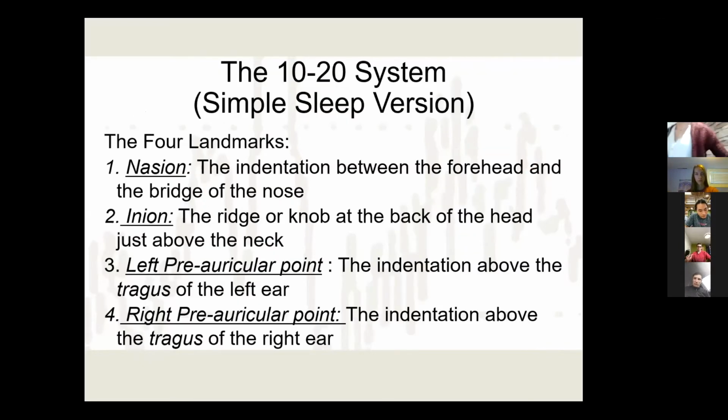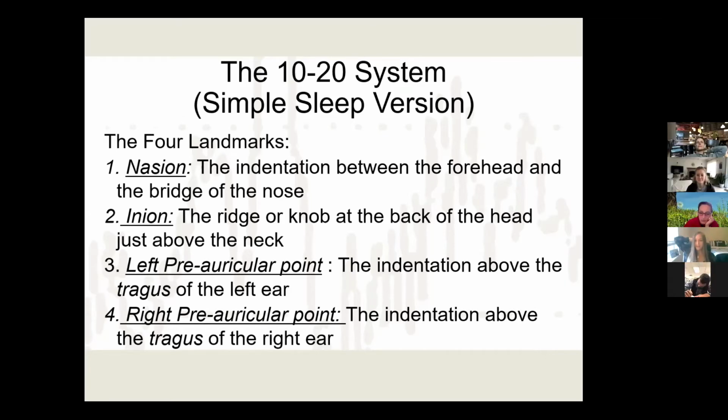So the 4 landmarks, you have your nasion, which is this indentation between your nose and your forehead. Your inion, which on the back of your head, if you move your finger up from your neck going up your head, you'll feel a bump and then it'll start to flatten out. And that's really where your inion is. And then you have your left and right preauricular points, which are just 2 points right above your tragus on your ears. So those are the 4 main points, and the measurements are just everything in between those.